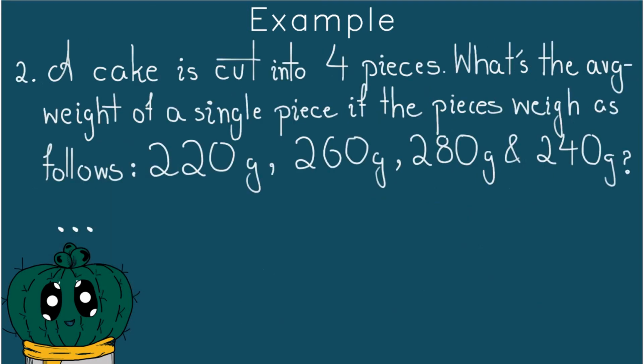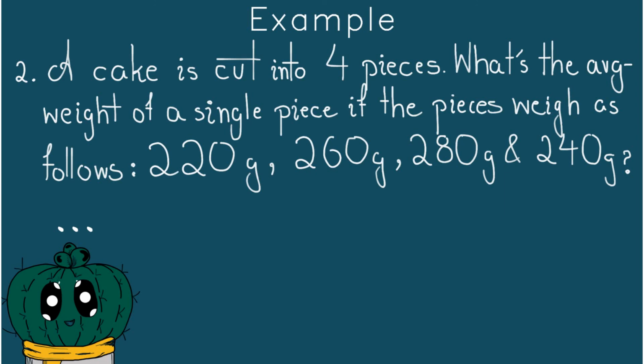Moving on to the second example. Let's say another cake, a lot of people are making cakes in this video. Let's say there is another person making a cake, and they cut their cake into 4 equal pieces. They tried their best. Now, let's say that in this case we are given the exact weights of the 4 pieces. Let's say the first piece weighs 220 grams. The second piece weighs 260 grams. The third piece weighs 280 grams, and the fourth one weighs 240 grams.